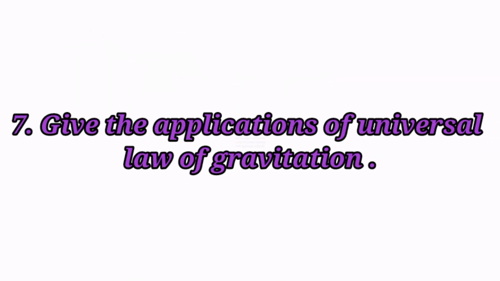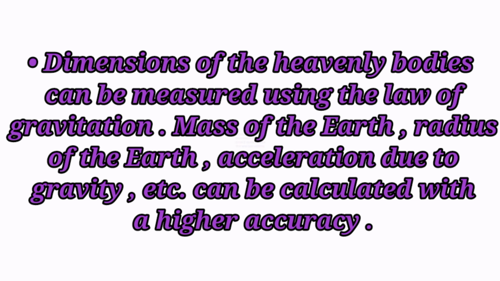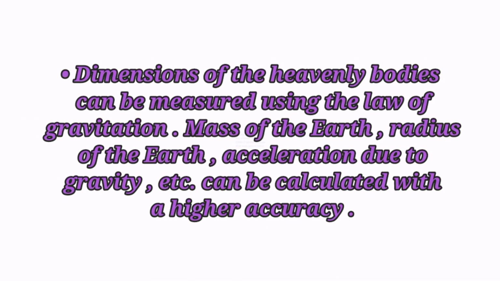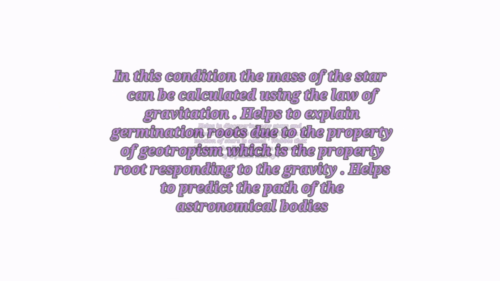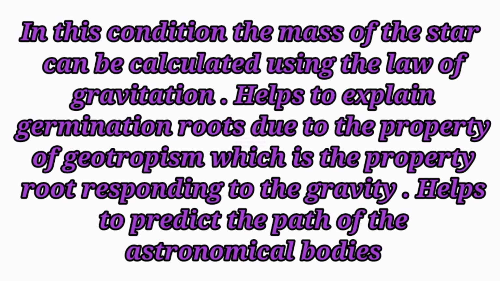Give the applications of the universal law of gravitation. Dimensions of the heavenly bodies can be measured using the law of gravitation. Mass of the earth, radius of the earth, acceleration due to gravity, etc. can be calculated with a higher accuracy. It helps in discovering new stars and planets. One of the irregularities in the motion of stars is called wobble, which leads to a disturbance in the motion of a nearby planet. In this condition, the mass of the star can be calculated using the laws of gravitation.